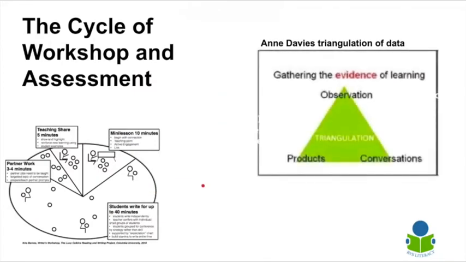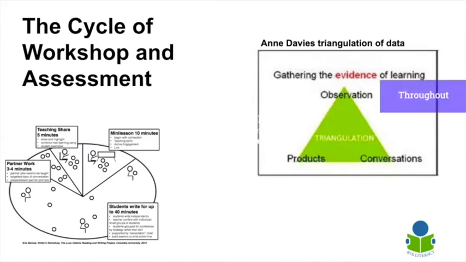So if we look at Ann Davies' work with the triangulation of data, it's not just about the products and that one piece of writing that you're taking and looking at. It's also about making observations and having conversations with students. The conversations piece is happening a lot when you're conferring either with students individually, in pairs, or in small groups. And then the observation piece is going to happen all of the time.